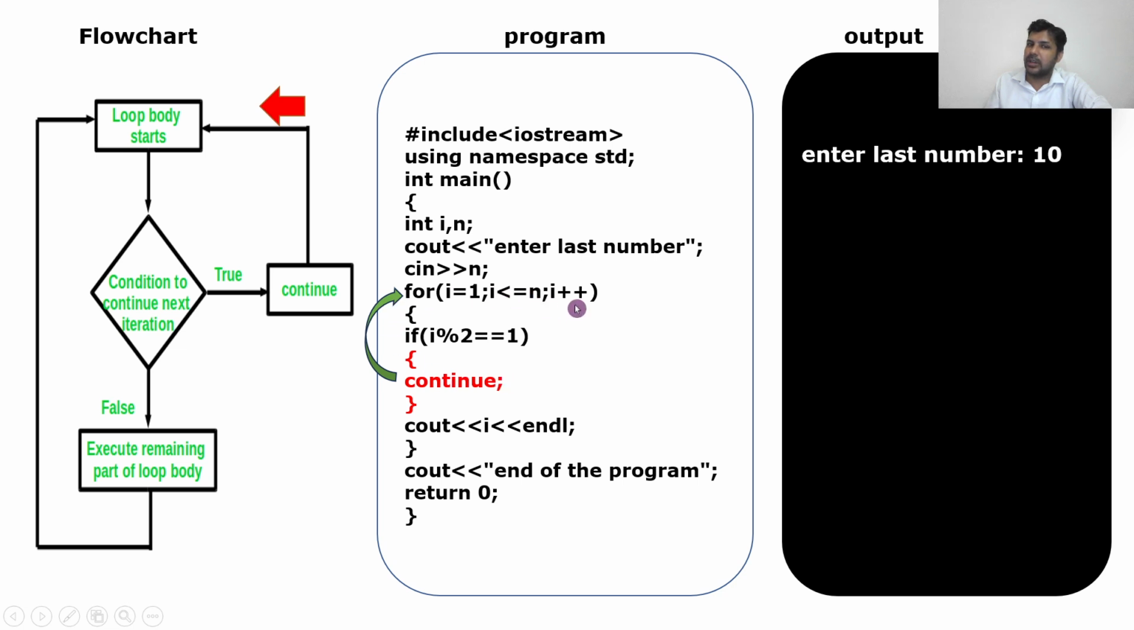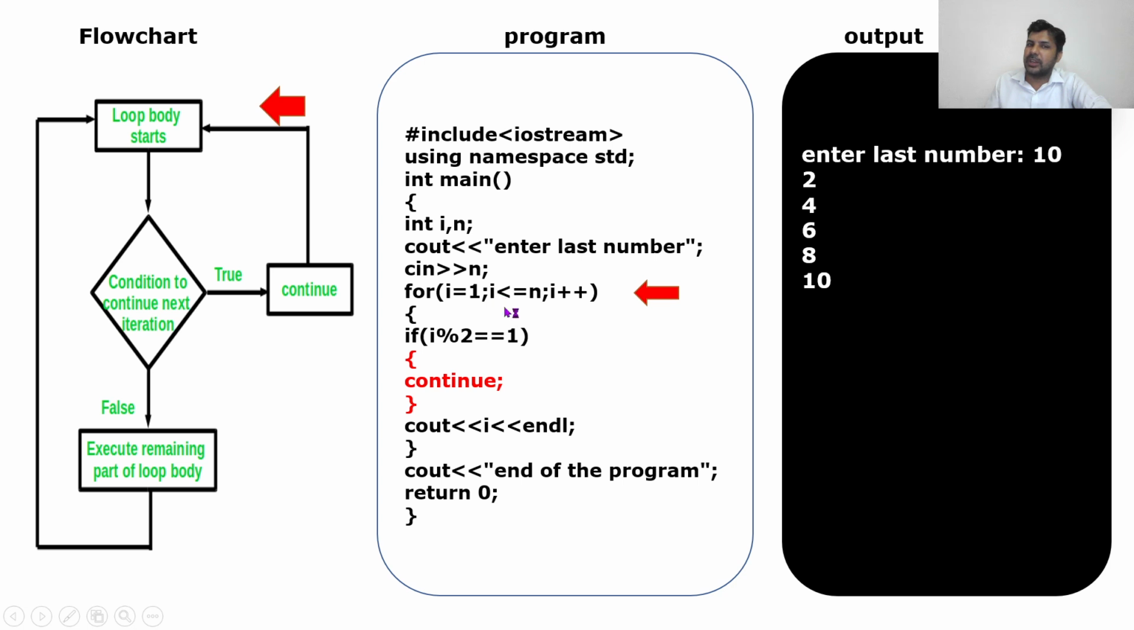Now again it will go to the for loop. Now I value will become 2, and 2 % 2 equals 0. Now the condition will fail. Once the condition fails, it will skip this block and print 2. Again it will increase to 3. Again it will check: 3 divided by 2, remainder is 1. Condition satisfied. What will continue do? It will again skip. This will continue till 10.